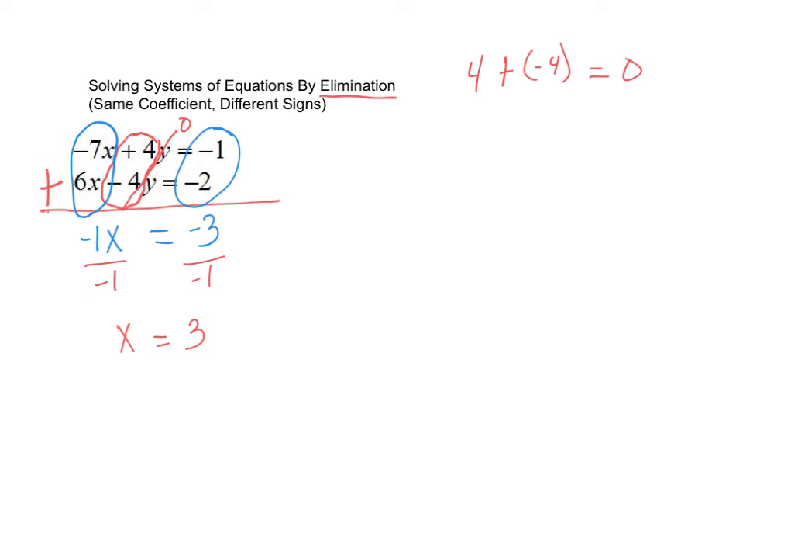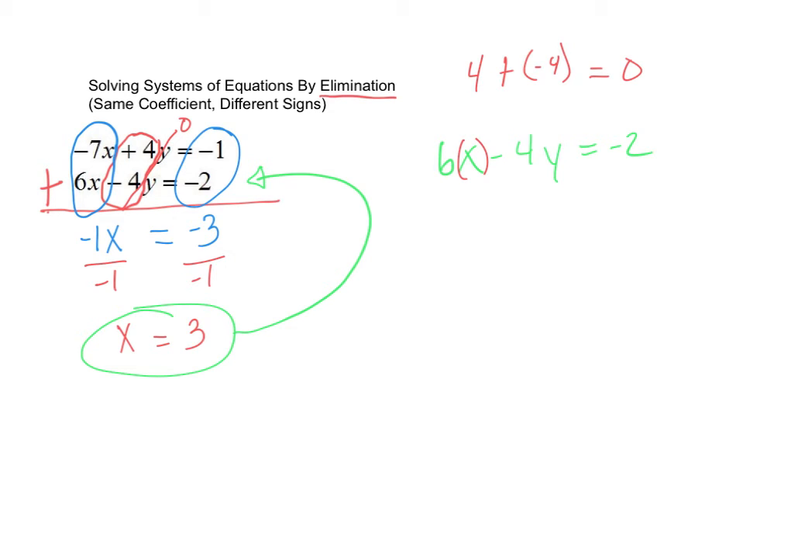Once you have the first step, we have to go back to our previous method of substitution, and pick an equation and substitute x into one of the equations. You could choose whichever one you want. It doesn't really matter. You would get the same answer. So I'm going to just pick the bottom one, 6x minus 4y is equal to negative 2. And everywhere I see the letter x, I'm going to replace it with the number 3.